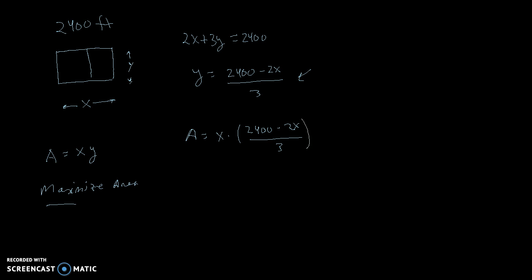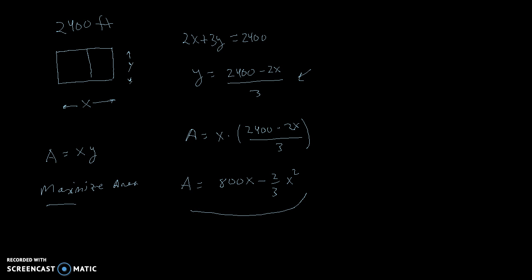Let's simplify that a little bit. So area is equal to, distribute the x, and we'll divide by 3. 2,400 divided by 3 is 800 x, and then minus 2 divided by 3 is 2/3 x squared. So here is our area function now. It's just a nice simple function of x, and we want to find the maximum.